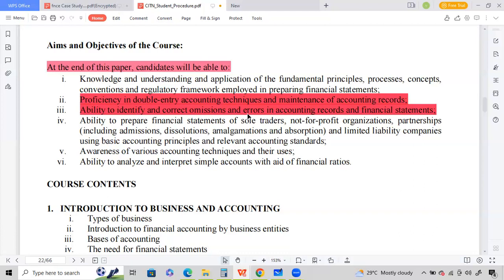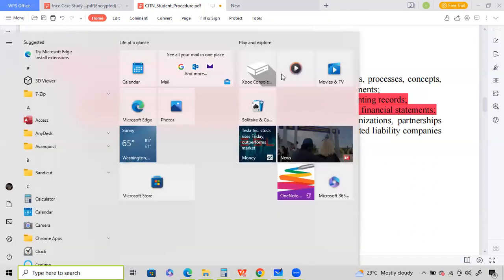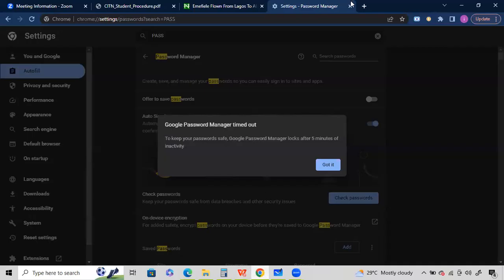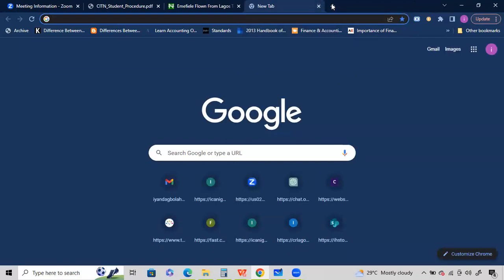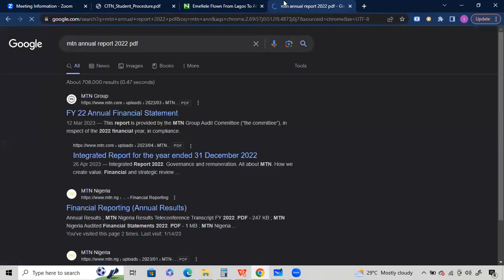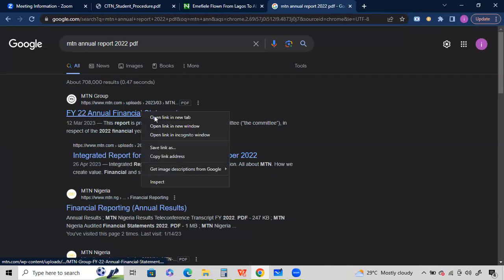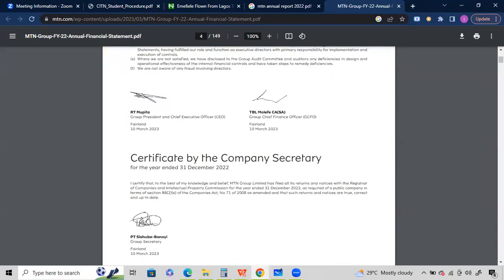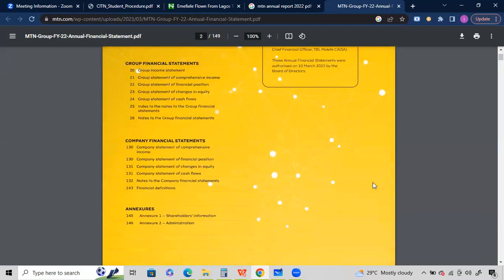Then another thing which is very, very crucial is the ability to prepare financial statements. Let me see if I have the words. I think I have it somewhere. Let me just search annual report. So this is the financial statement of MTN now. So another very important thing as an accountant is to have the ability to prepare this financial statement.